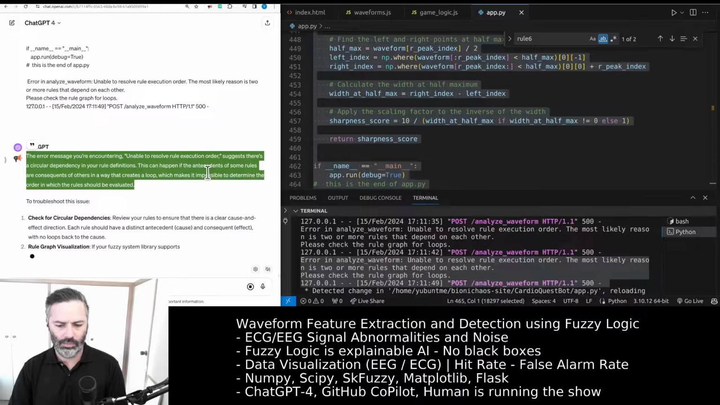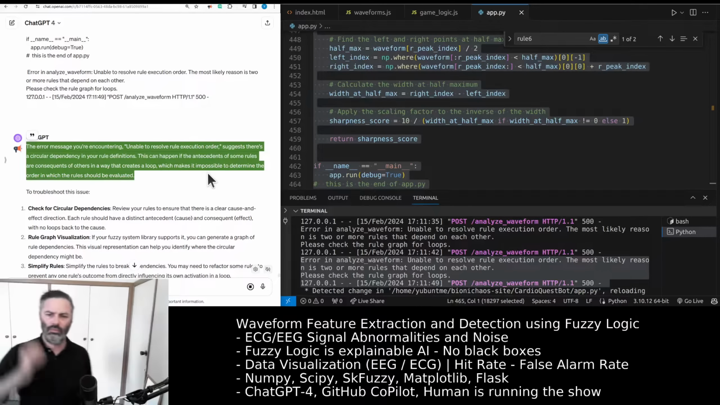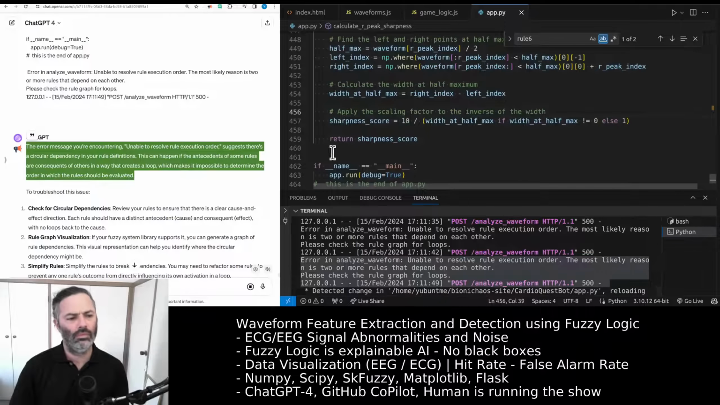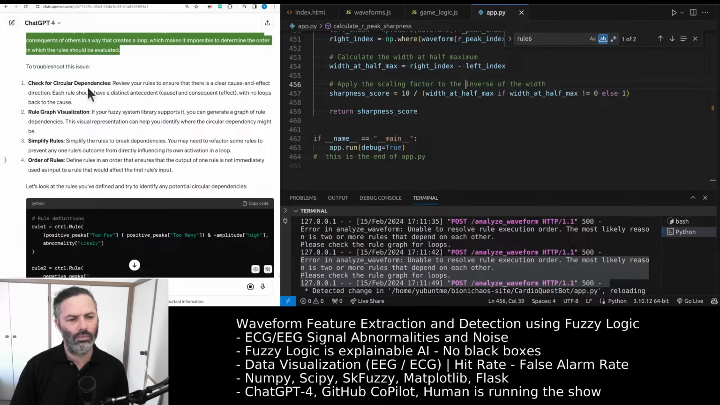The error message you're encountering, unable to resolve rule execution order, suggests there's a circular dependency in your rule definitions. This can happen if the antecedents of some rules are consequences of others in a way that creates a loop, which makes it impossible to determine the order in which the rules should be evaluated.